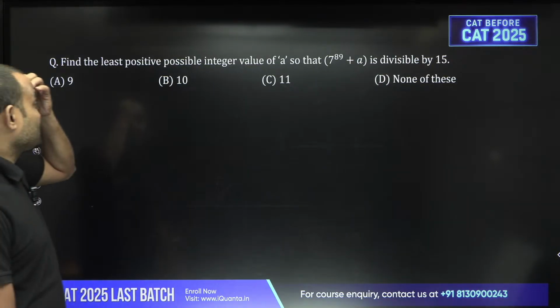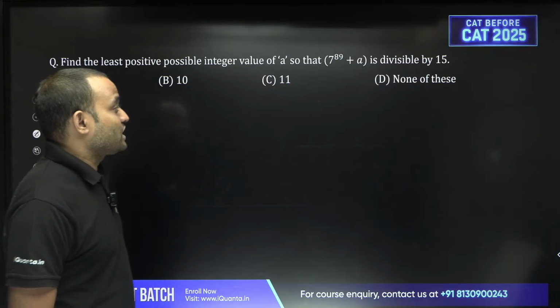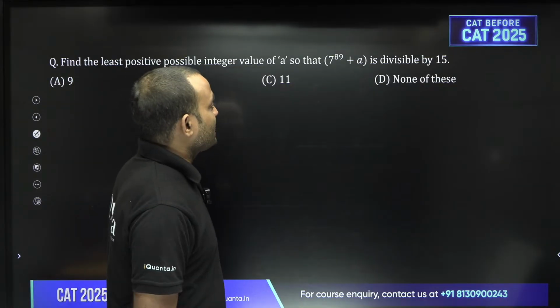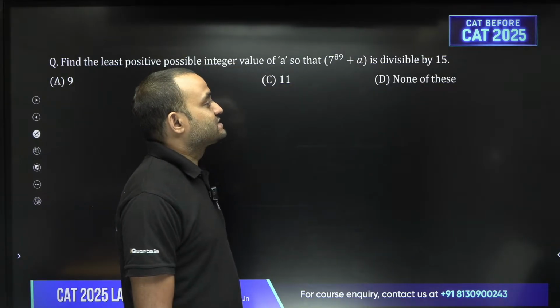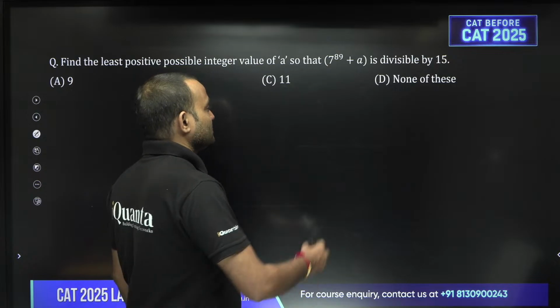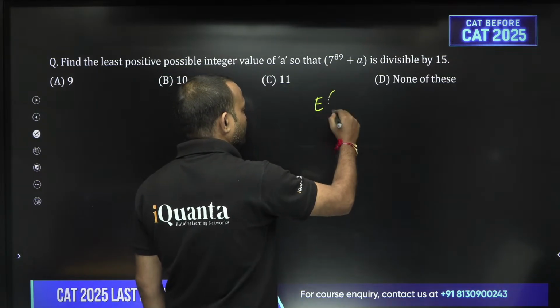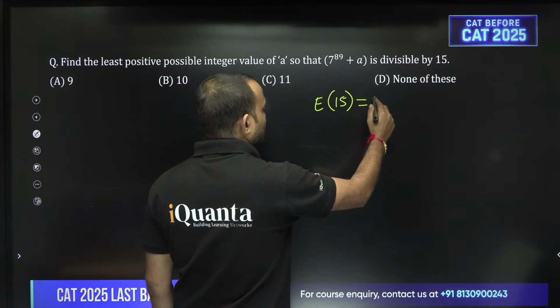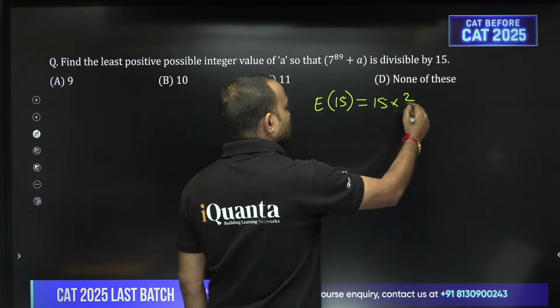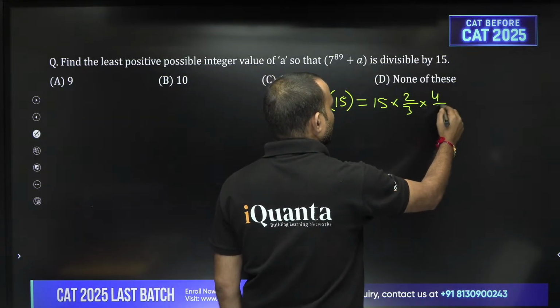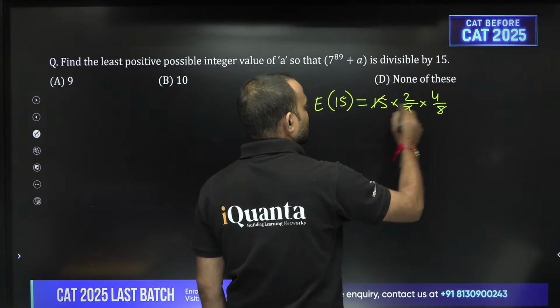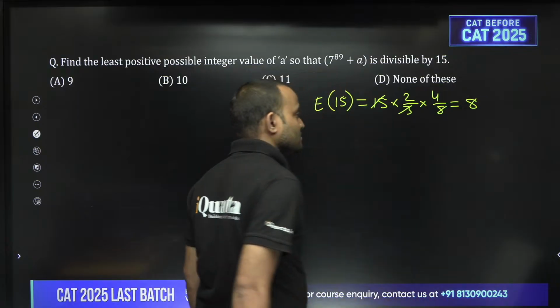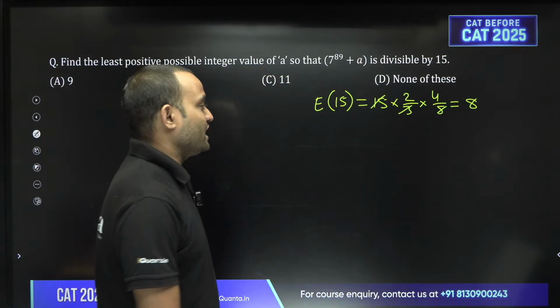Find the least positive integer value of a so that 7 to the power 89 plus a is divisible by 15. So if I find Euler of 15, this will be equal to 15 into 2 by 3 into 4 by 5. So that is equal to 8. Euler of 15 is equal to 8.